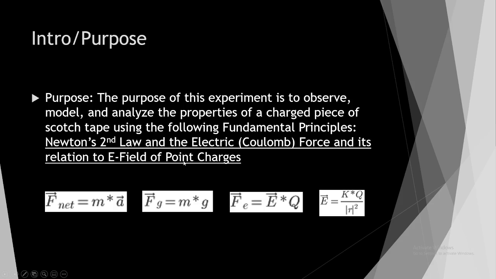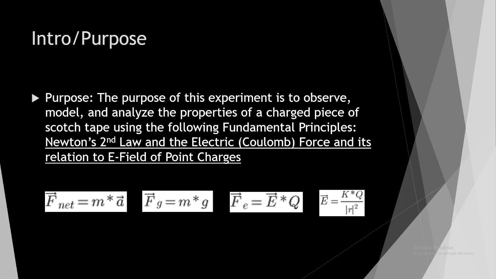Here we have Newton's second law being defined as mass times acceleration, where in this lab we only have two forces acting on our piece of charged tape, that being the force of gravity and the electric force of one piece of tape on the other, where the electric force is equal to the electric field times the charge of the observed particle, and the electric field is the electric field of point charges, which is equal to the electric constant times the charge of the source particle all over r squared, where these Q's will be the same because the tapes have the same charge. At least we're assuming so.